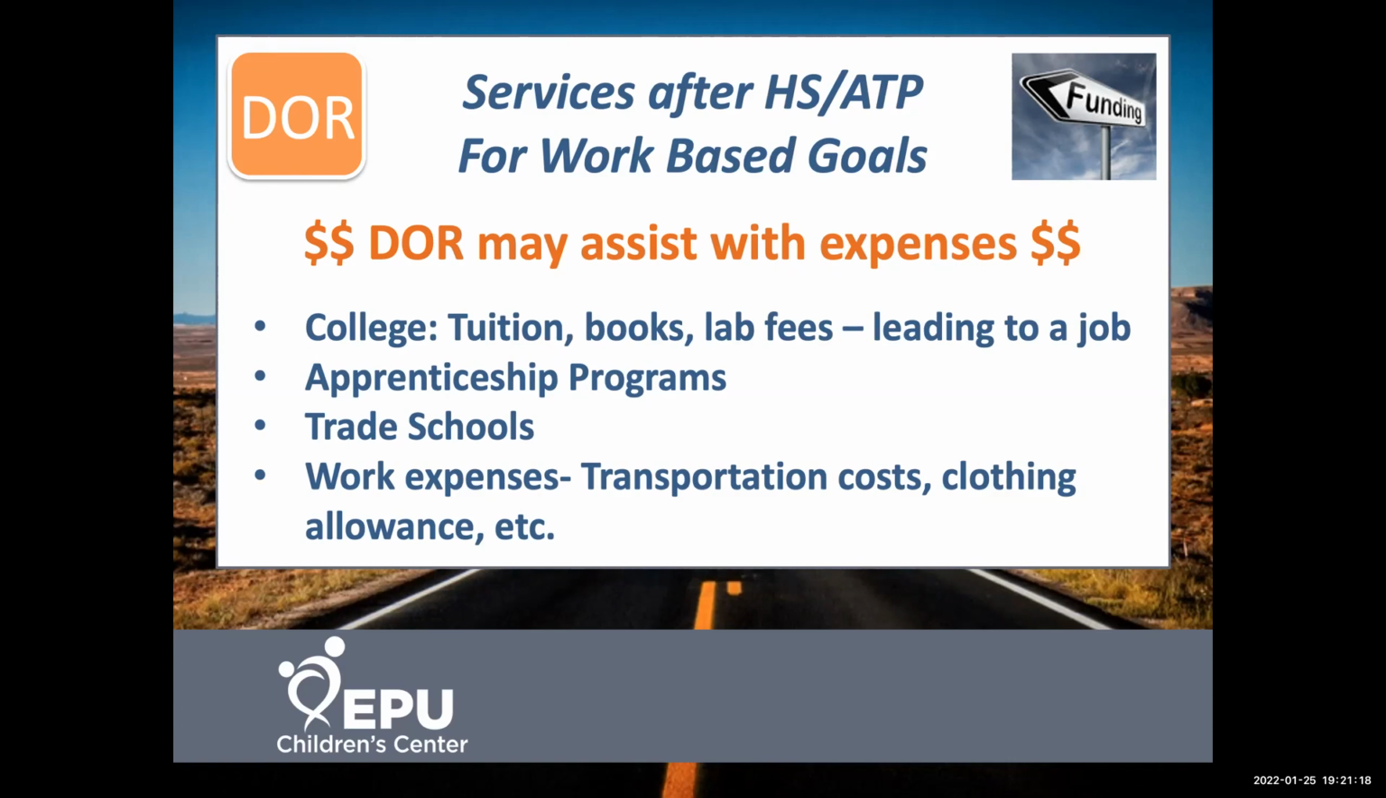So college tuition, books, lab fees, leading to a job. Remember, everything has to lead to employment. Apprenticeship programs, if they wanted to do a technical trade skill, trade schools, work expenses as well, transportation costs, clothing, the uniform allowance, things of that nature. The amount of things that they can actually do to reimburse is huge. That not only can take off the burden from the family, but take off the burden from that adult individual that is now responsible for themselves and their finances.